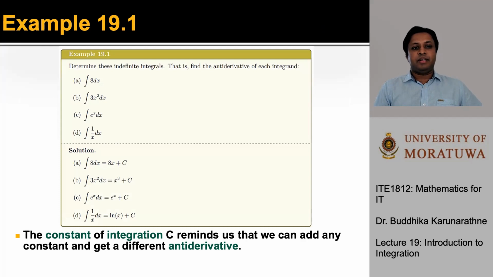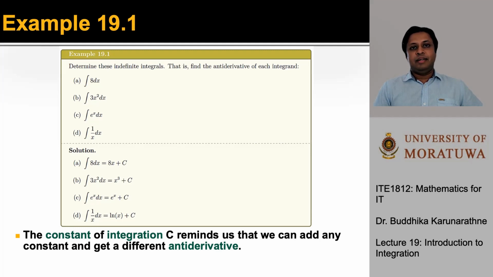First one, part A, you have the integral of 8 dx. Find the integral of 8 with respect to x. For the solution, when you integrate that, you have 8x plus another constant c. And then in part B, you have to integrate 3 times x squared with respect to x, the integral of 3x squared dx. So how do you do that?